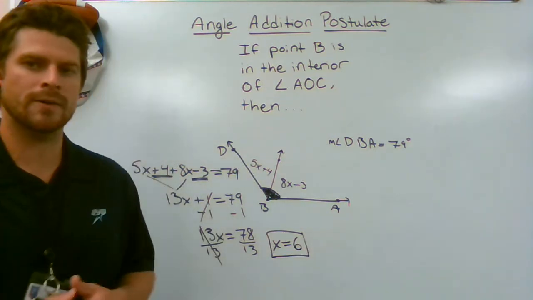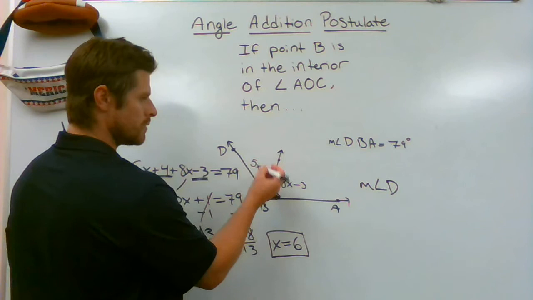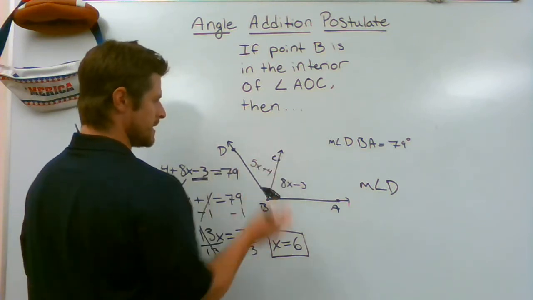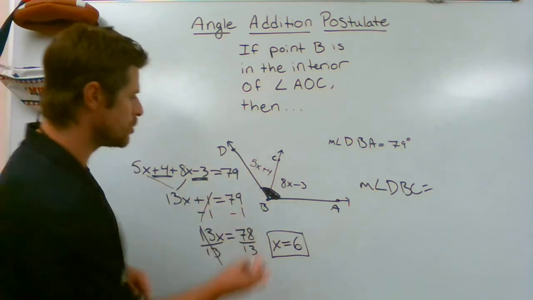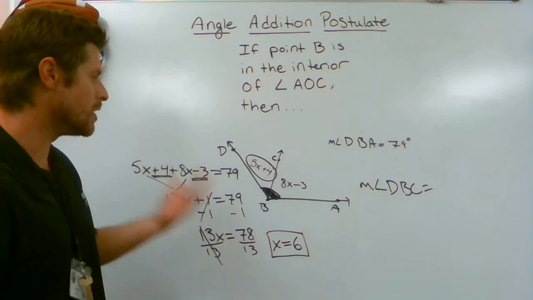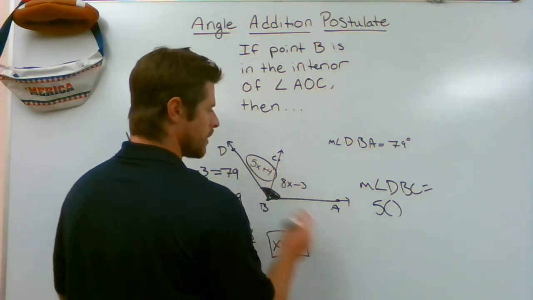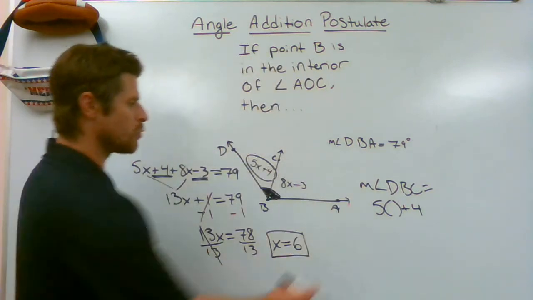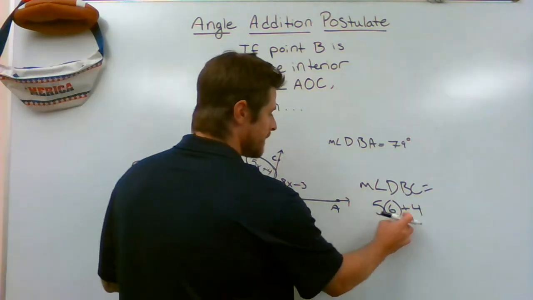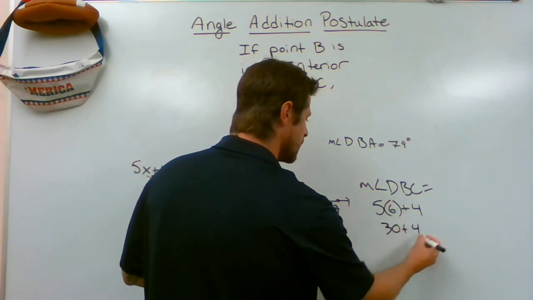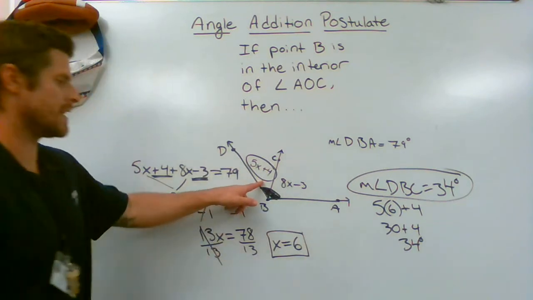Great. I know what x is, but what if I was asked, what is the measure of angle DBC? If I'm asked what is the measure of that angle, the way to use this 6 is to plug it into the expression that I was given for that angle. So I know that DBC is represented by 5x, I'm going to change that to a parenthesis, plus 4. So if I now just change where the x was to a 6, I can work this out and figure out exactly how big that angle is. 5 times 6 gives me 30, plus 4, so 34 degrees is how big this angle would be.